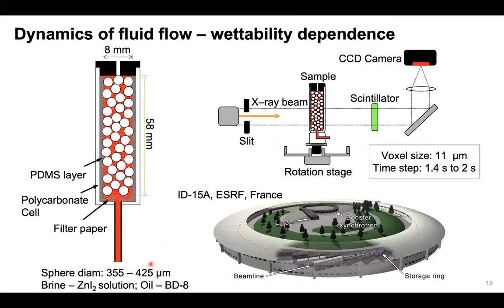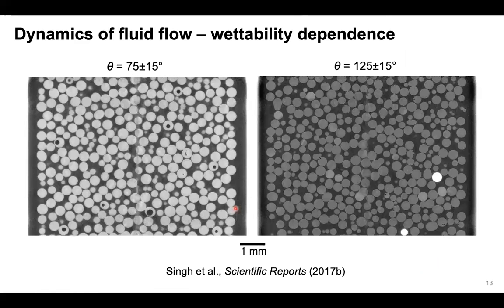Okay, this was all about water-wet systems, but we did quite a lot of experiments on wettability. For this, we did very simple experiments. We took a sample filled with oil and spherical particles, monodisperse, of the same size, and then we injected brine from the base and captured the dynamics with very fast speed, 1 to 2 seconds, at the ESRF in France. And then we repeated these experiments by systematically changing the wettability of the whole system from 20 degrees to 160 degrees contact angle. So these are two examples, 75 and 125.